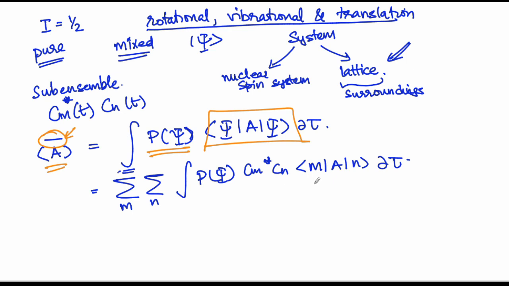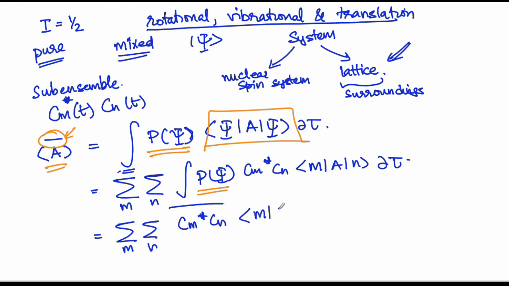So when you have something of this sort, you are able to understand the only difference between the previous time and this time is the ensemble averaging that you get, and therefore this will be rewritten as summation over m, n of Cm star Cn with an overbar times bra m A ket n, where this overbar indicates the ensemble averaging that we are trying to incorporate into this.